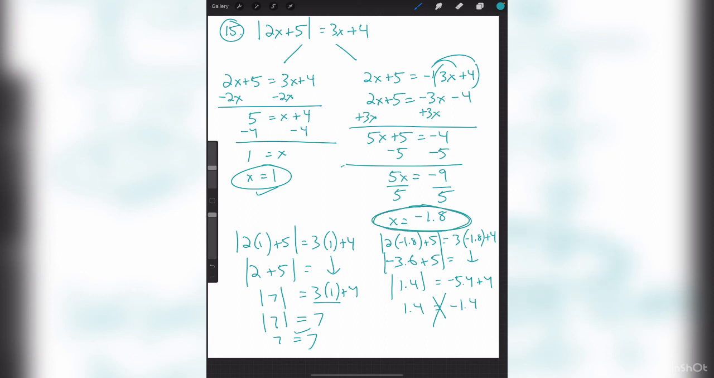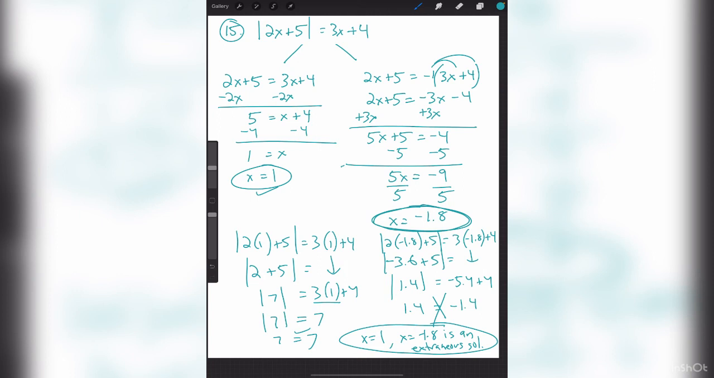So the way I would write this out, I would say x equals 1. So in the very end here, all the way down here at the bottom, I'm going to say x equals 1, and then I'll say x equals negative 1.8 is an extraneous solution.